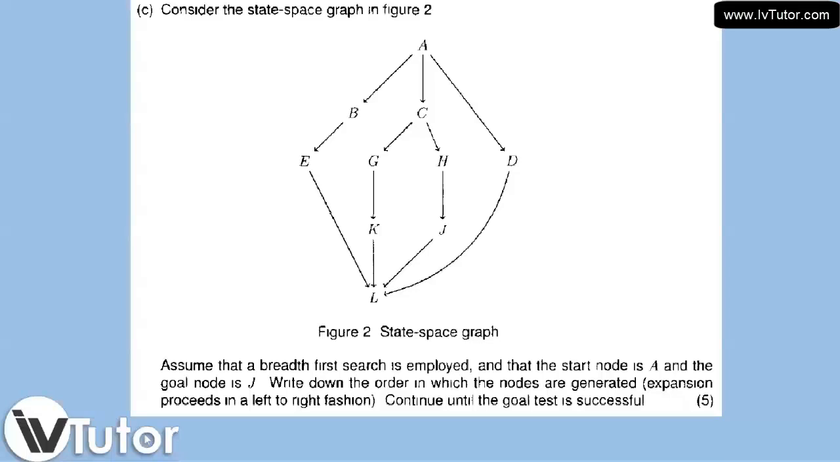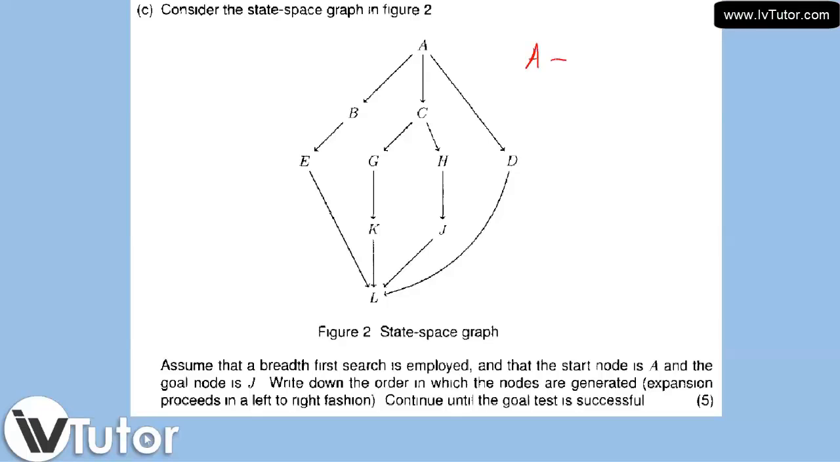Then let's look at another question here. Assume that breadth-first search is employed and the start node is A and the goal node is J. Write down the order in which the nodes are generated. Expansion proceeds in a left-right fashion. Continue until goal test is successful. Right, what do you think is going to happen if you're talking of breadth-first search? So they say write down the order in which the nodes are generated.